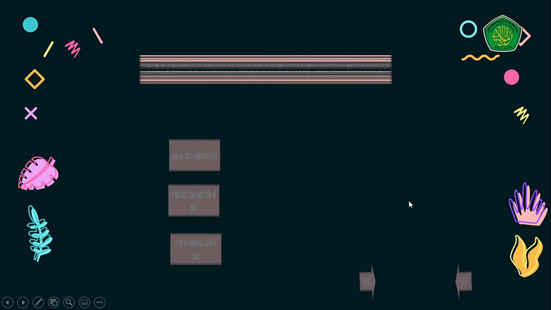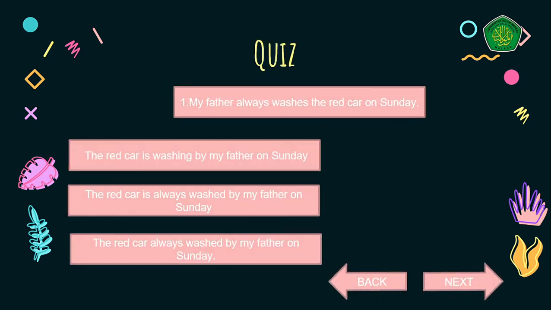Let's practice with this game to make sure you understand passive voice material.